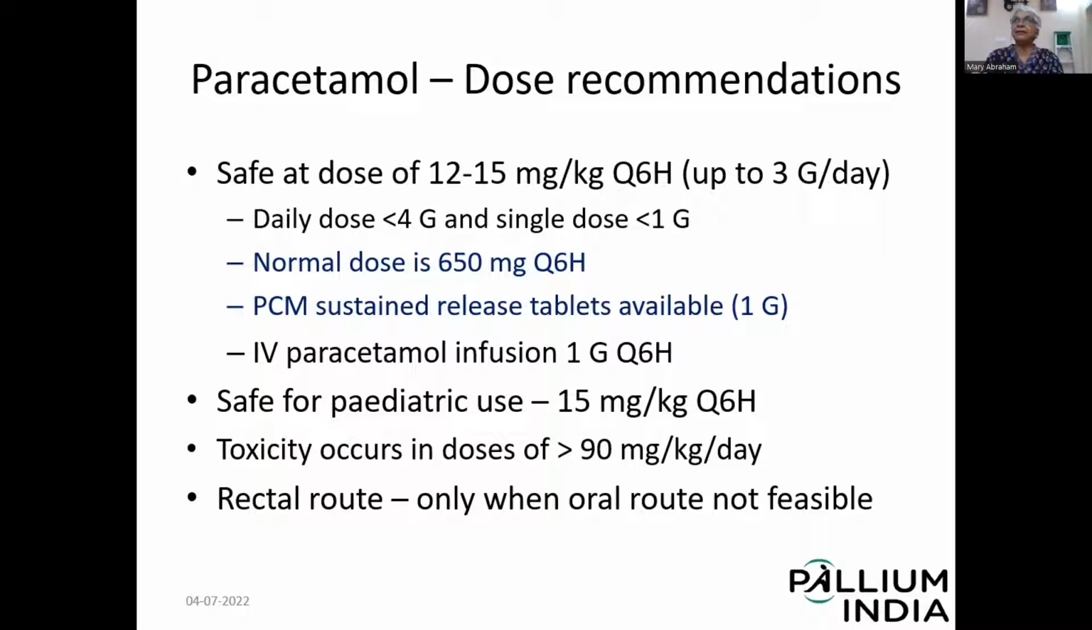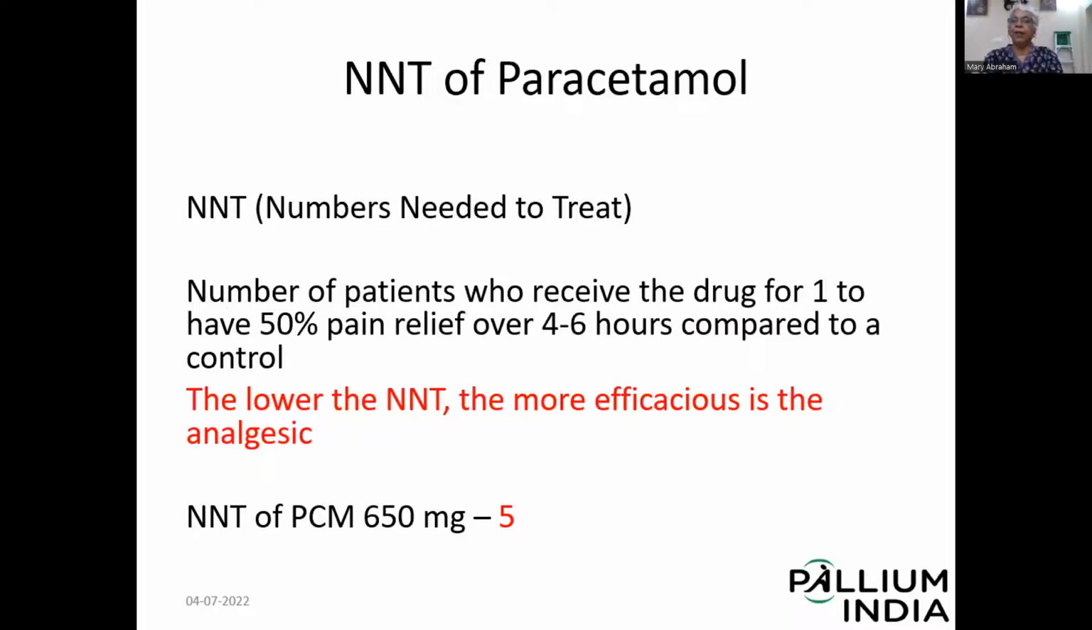And toxicity occurs in doses of only more than 90 mg per kg per day. Now, numbers needed to treat. NNT is the number of patients who receive a drug for one to have 50% relief of pain over the next 6 hours compared to a control. So this is used to gauge the efficacy of an analgesic.